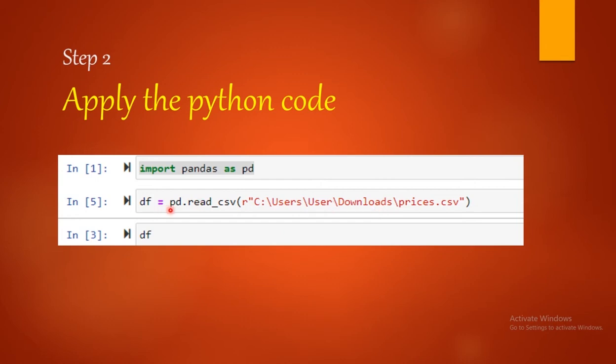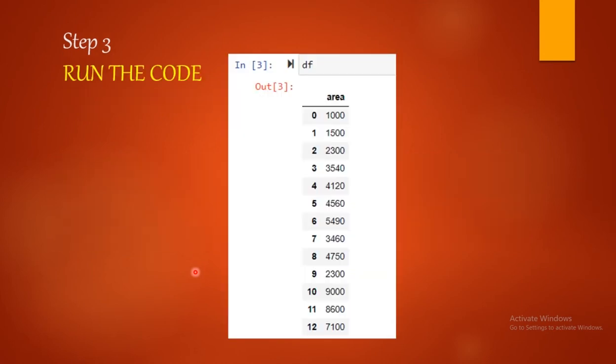The method we are using is PD, our pandas library, and the method name is read underscore CSV. CSV stands for comma separated values. It is nothing but your Excel file, but we are storing it in CSV format. That is the format, the delimiter is comma, it is separated by comma. So simply you have to go to the DF and click shift enter. Then you will access the file.